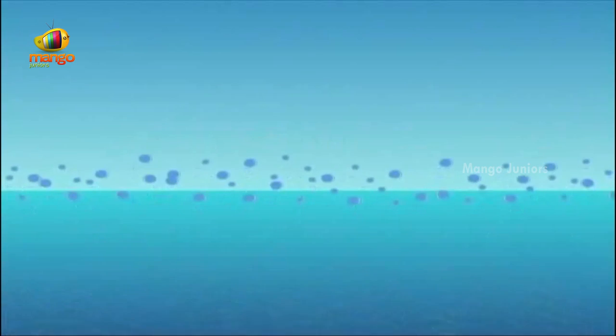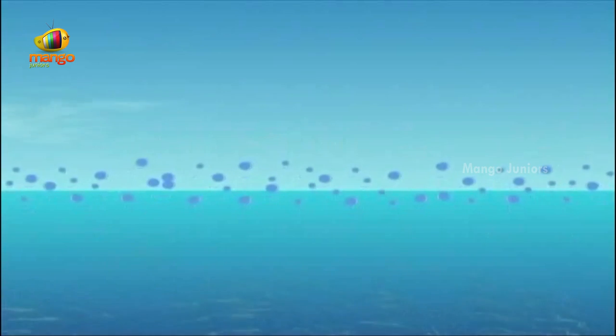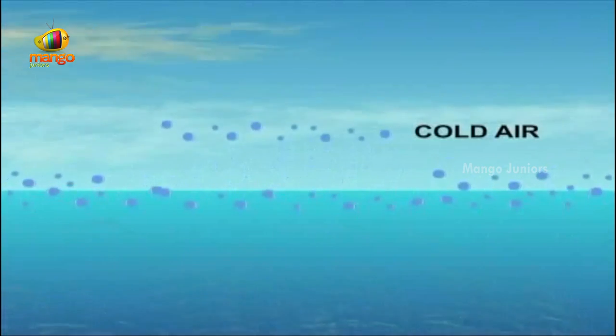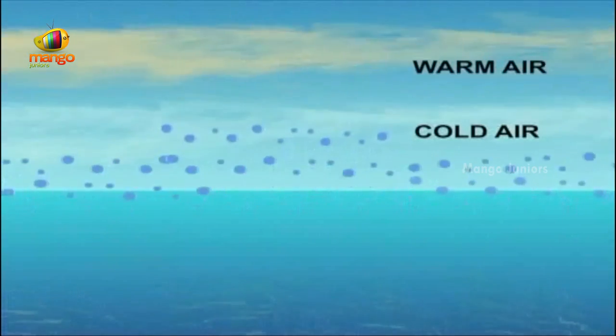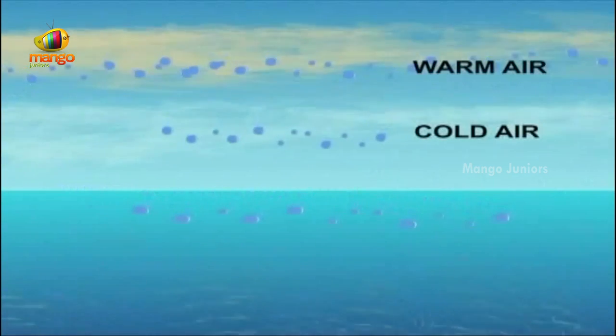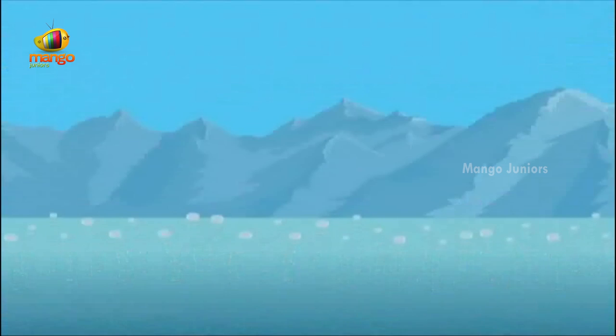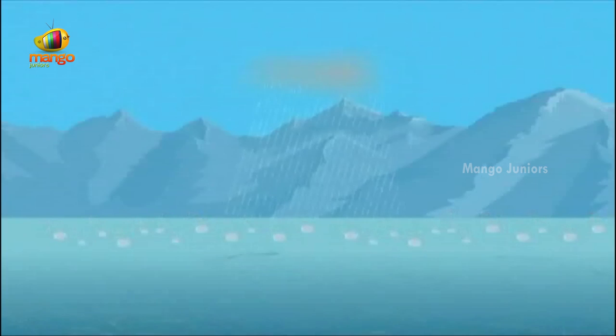Air is like a sponge, and as it passes over the oceans, it picks up water vapor. Warm air is a better sponge than cold air and can hold more water vapor. As the air rises near mountains, it cools and water vapors condense into cloud droplets. These water droplets become large and eventually fall as raindrops or snow.